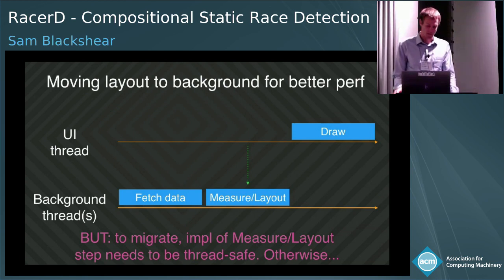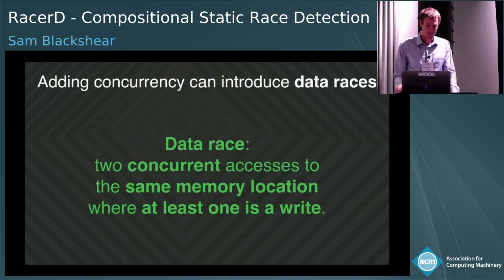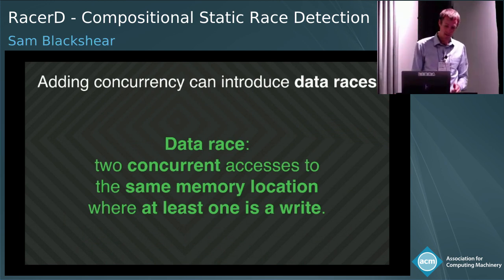And because that didn't need to be thread safe in the initial version of the Litho framework, that's potentially a problem. Because if you take code that always ran sequentially before, and now you start running it on a background thread, you have the potential for data races.